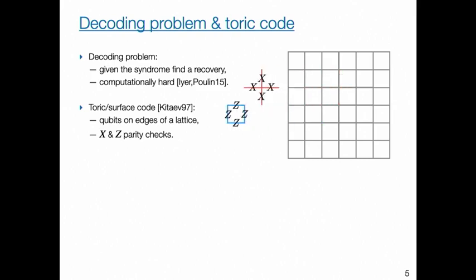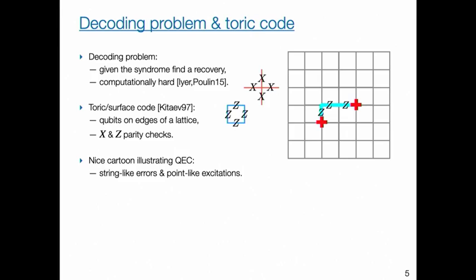This is a CSS code. We can correct X and Z errors independently. So let's just focus on Z errors. And why am I showing you the toric code? Well, it's a very nice quantum error correcting code. It constitutes a backbone of many architectures to build quantum computers.